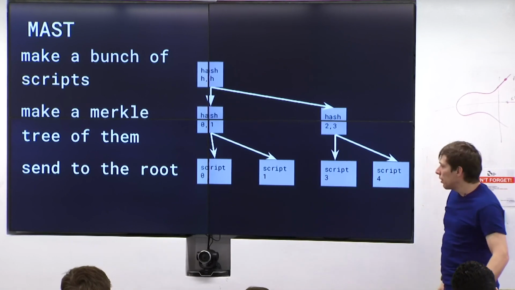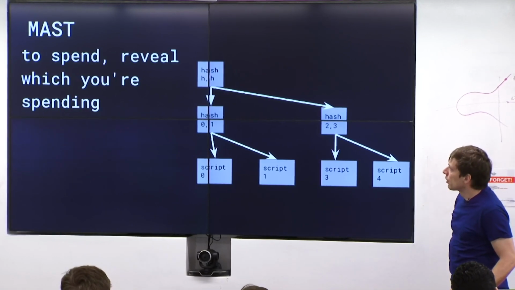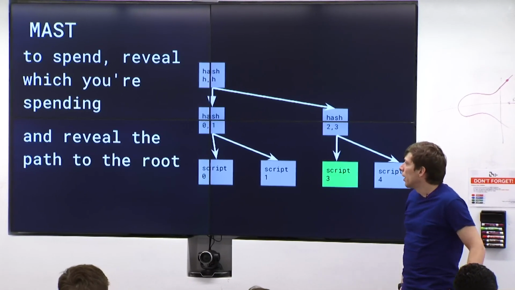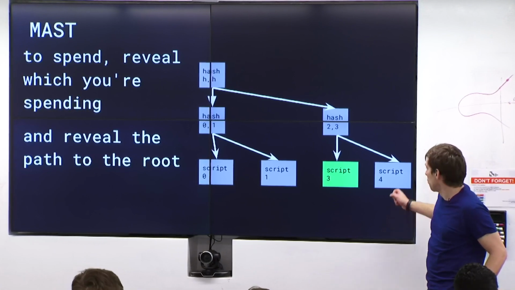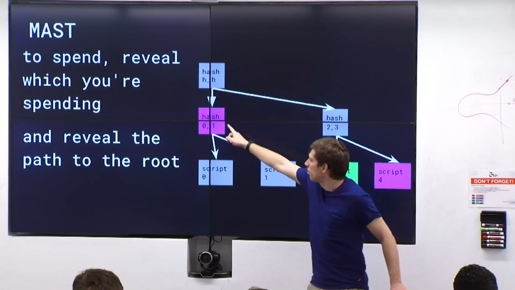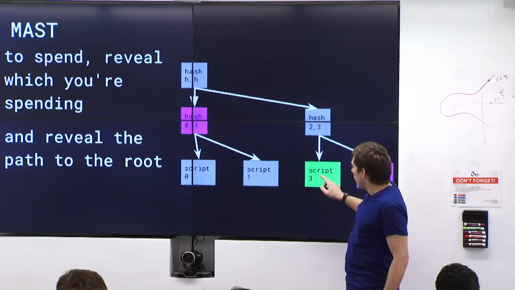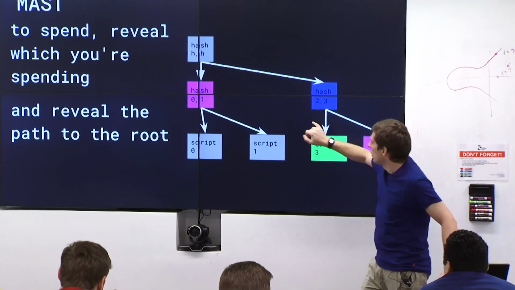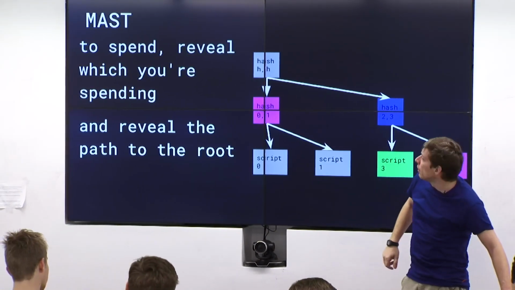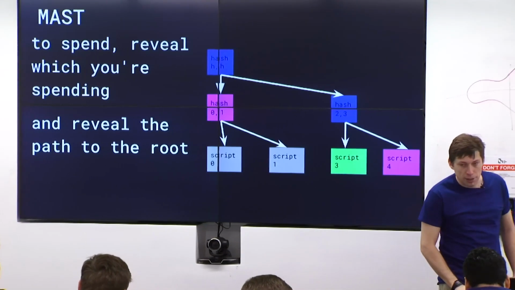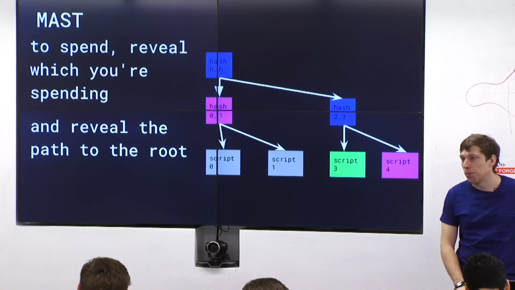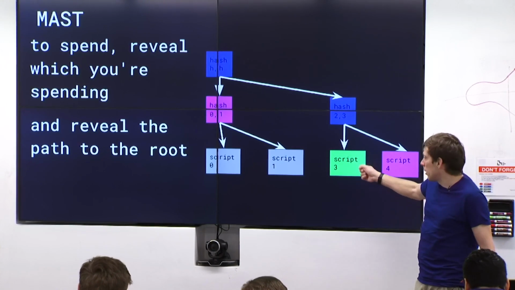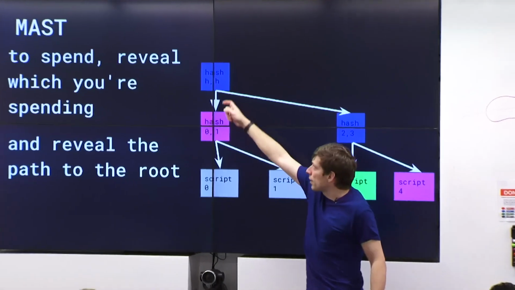And then when you want to spend, you say, okay, I'm going to provide a proof. So to spend, reveal which I'm spending. For example, I'm spending using script 3. And then I reveal a path to the root, which would be, I reveal 4 and this. And then you compute. You hash these two things together, you get that. Hash these two things together, you get that. And confirm that the result is equal to what was in the output script. And if it is, you've provided a valid inclusion proof that script 3 was inside this root.